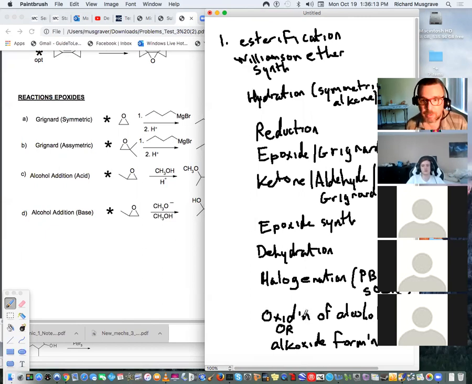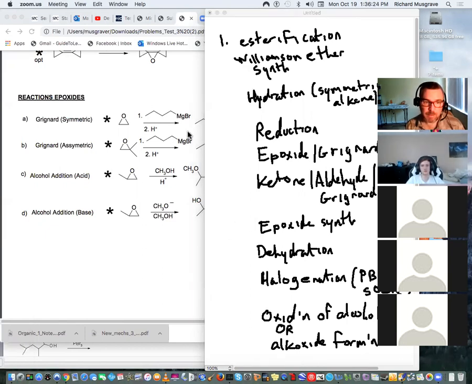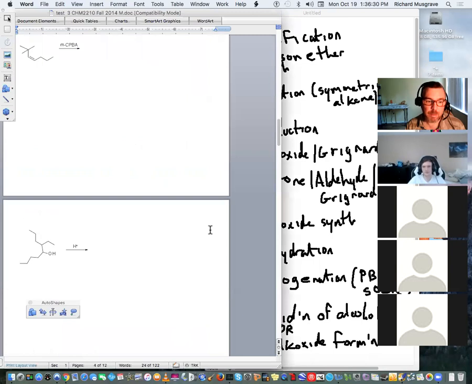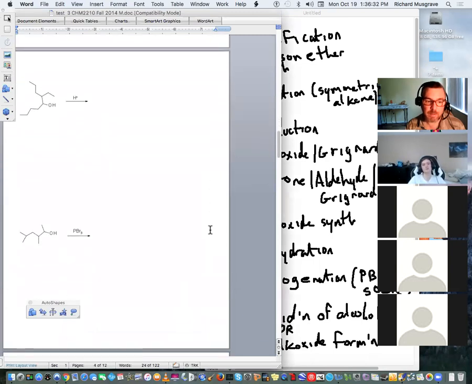All right, so that's what you're going to see. It's very predictable. It's almost all the reactions. And for each one, you can do an optional mechanism and get a bonus point, as long as that mechanism is completely correct.